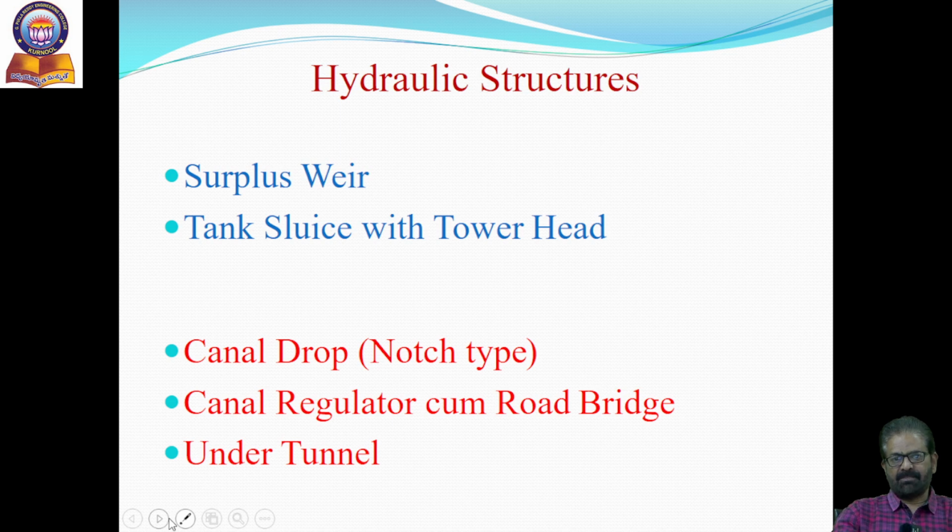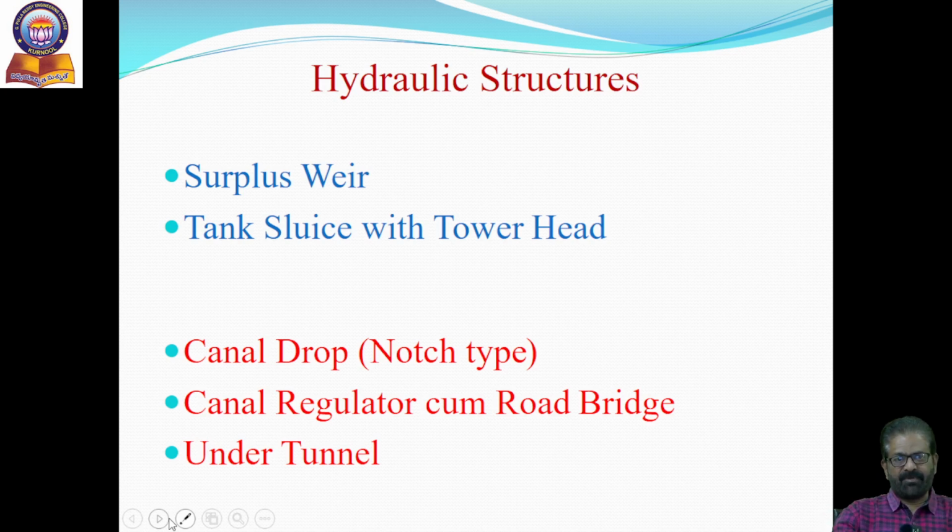If you observe, the first is the surplus weir and the second is the tank sluice with tower head. These two structures are purely related to a tank. Tank, in the sense, is just like a small reservoir. So the surplus weir and the tank sluice with tower head, or simply tank sluice, are purely related to the tank. Tank means a small reservoir, or in Telugu it may be called a cheruvu.